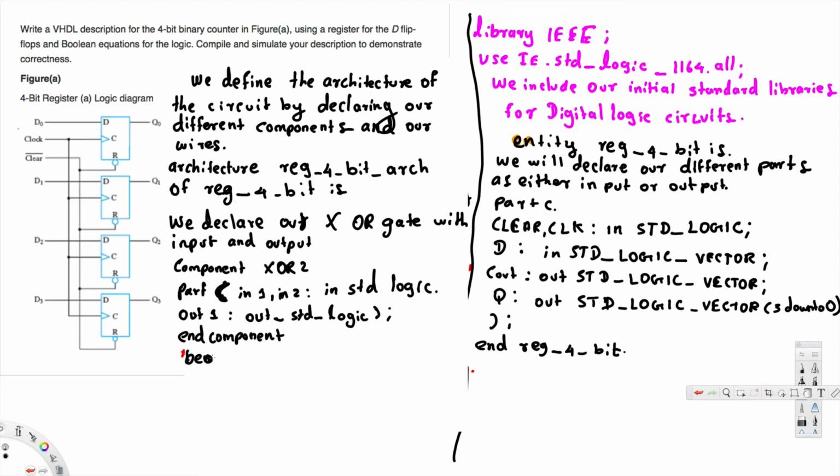Begin, and we wire up our gates with the inputs and outputs we created earlier. So let's note that one down right here. We wire up our gates with the inputs and outputs we created earlier.